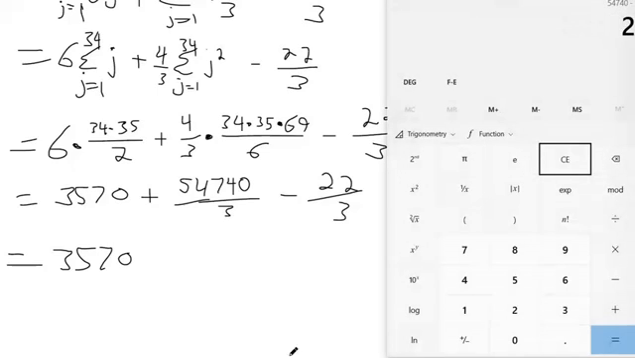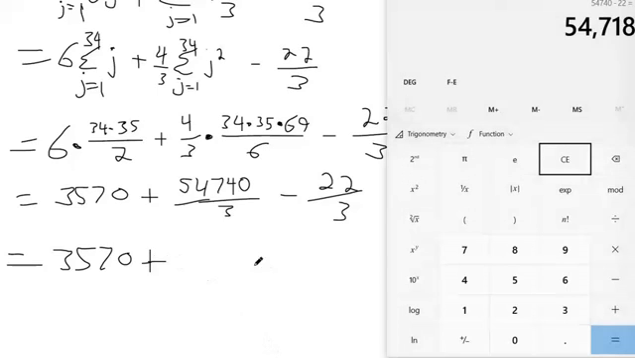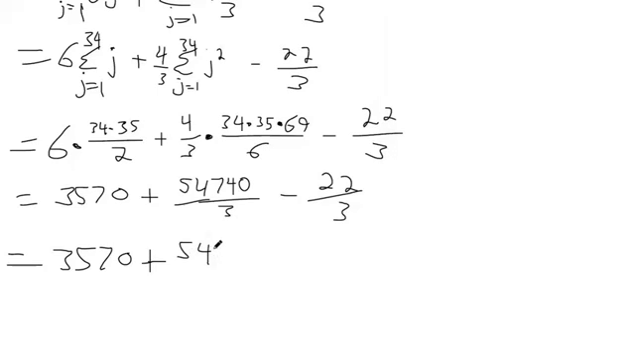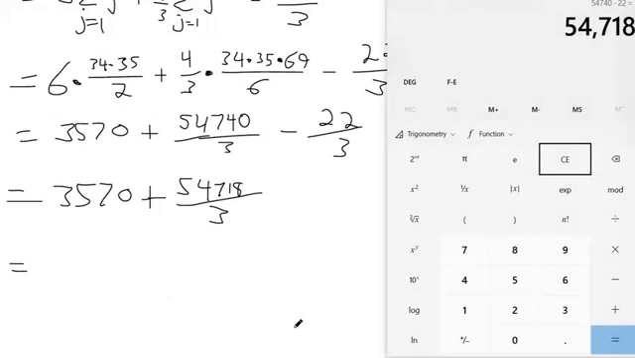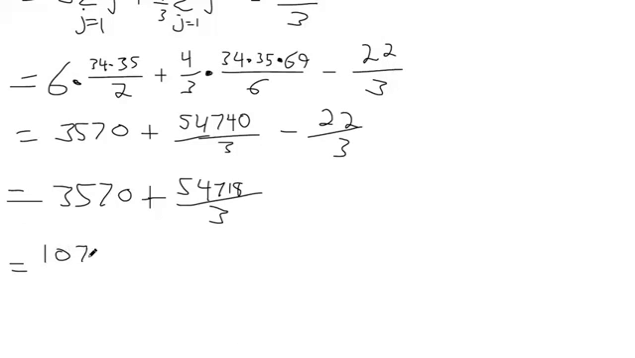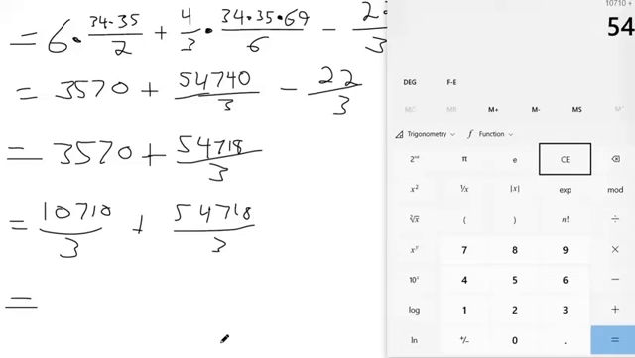Is that divisible by 3? 9, 16, 17. No, it isn't, so we're going to have a messy, yucky, no good answer. 54718. So we need common denominators, so multiply this by 3. 10,710 over 3 plus 54718 over 3. Now when you add the numerators, 65,428 over 3 is what I got.